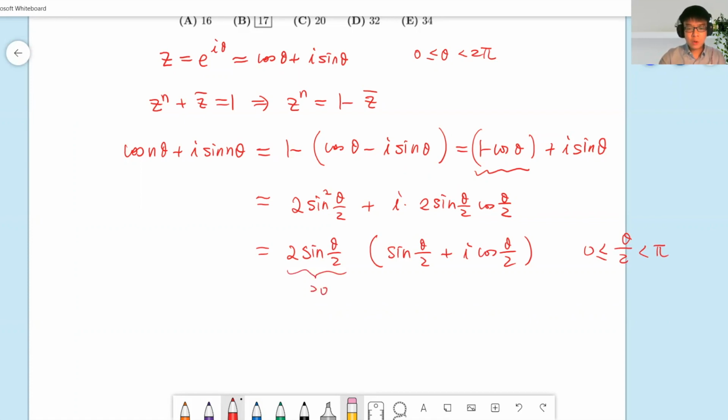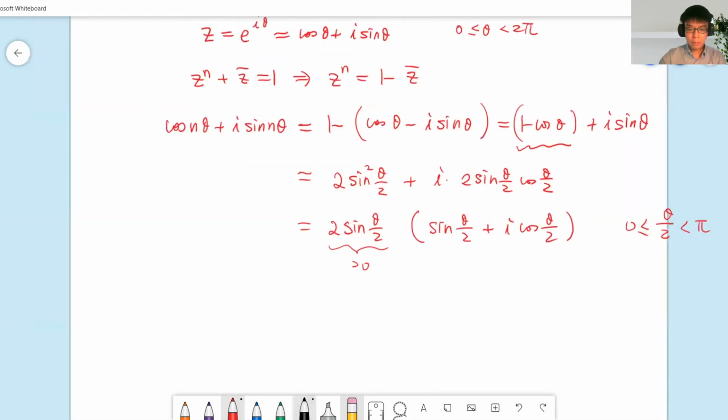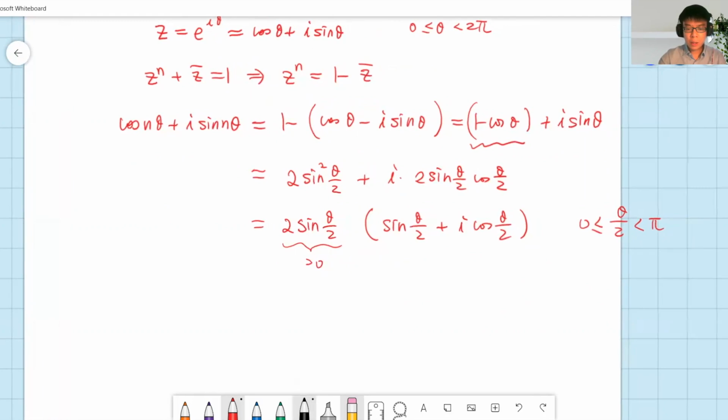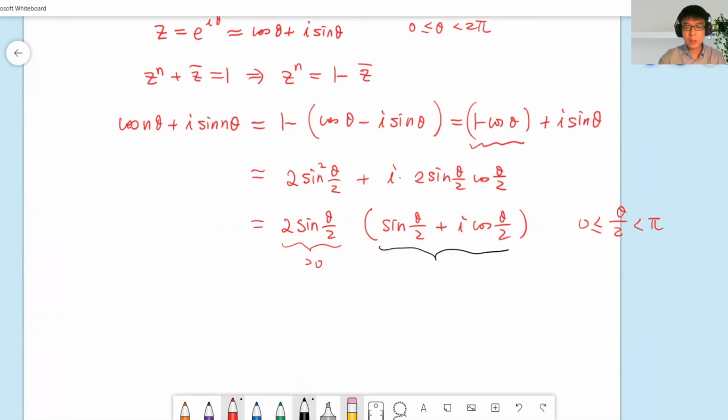Right. So if we compare these two parts, the left-hand side part and the right-hand side part, we have the following conclusion. Okay, in order to compare, let's also write this parenthesis part into a standard form. Okay, let me use one more step. 2 sine theta half. This is a cosine 1/2 pi minus theta over 2. The real part we like to use cosine. The imaginary part, let's use sine.